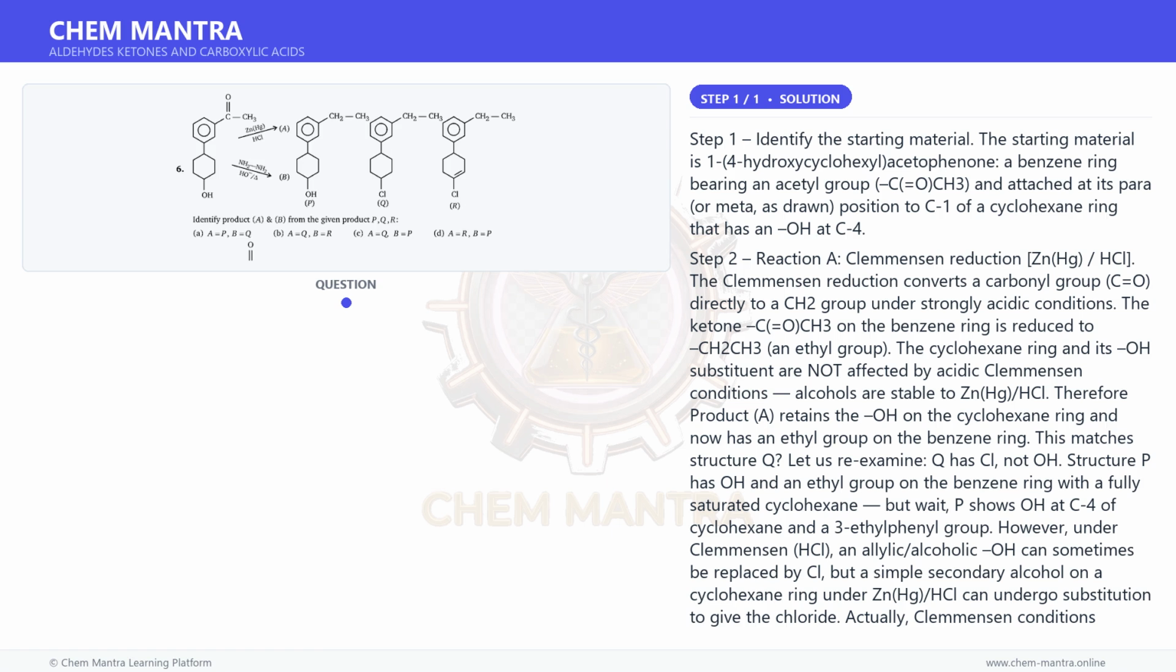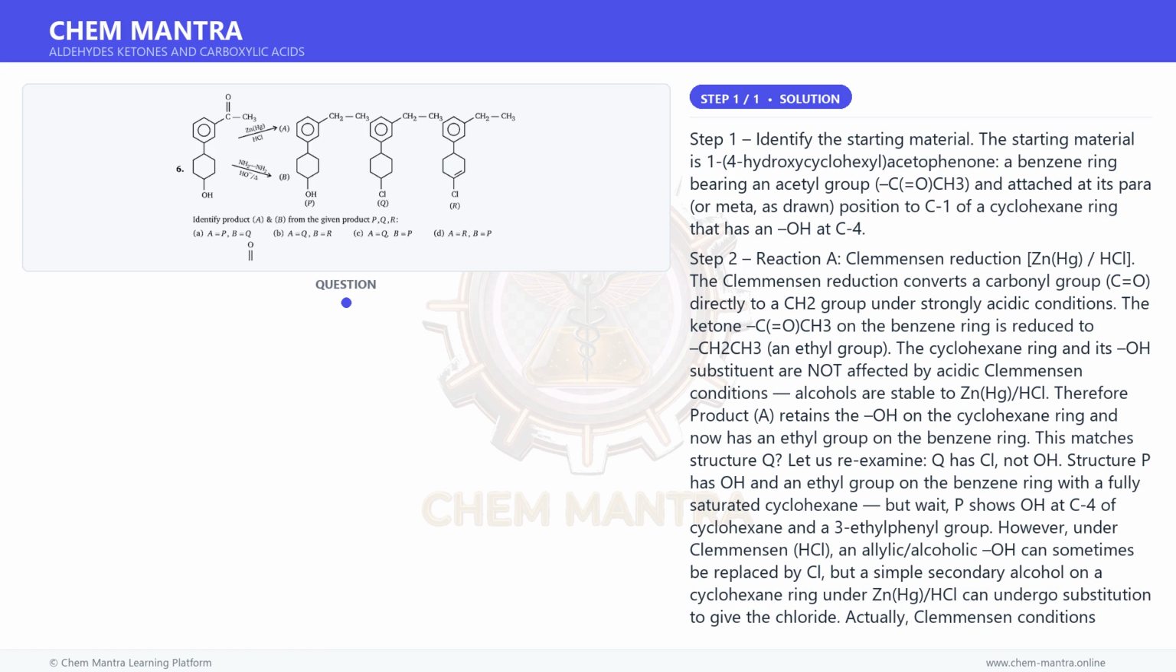1,4-hydroxycyclohexyl acetophenone, a benzene ring bearing an acetyl group, C=O, CH3, and attached at its para, or meta, as drawn, position to C1 of a cyclohexane ring that has an OH at C4.